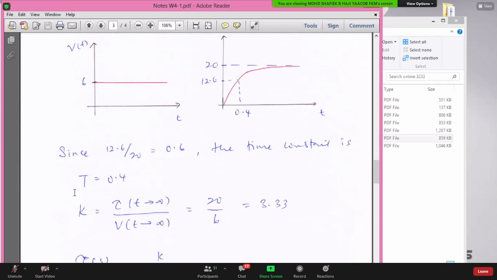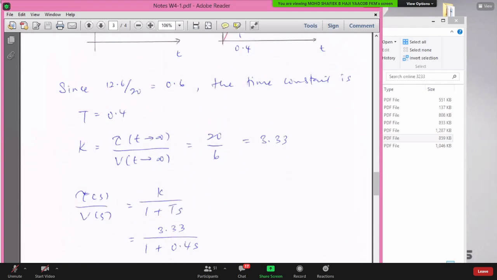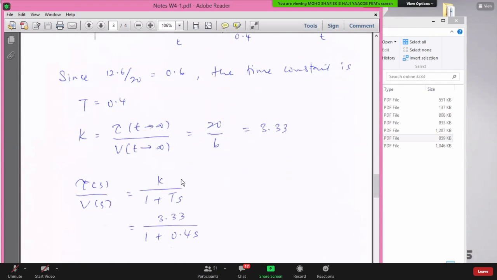Now you have the time constant and the gain. You can now approximate the transfer function. The transfer function of the first order system is K divided by 1 plus TS. So 3.33 divided by 1 plus 0.4S. So this is a real story. I cannot make this up.